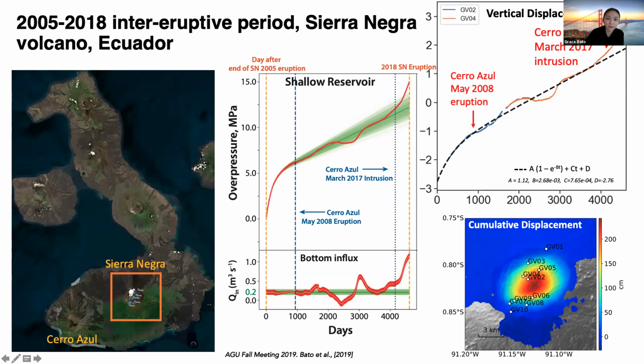As you can see, the vertical displacement ramped up just after this intrusion event, and we associated this ramping up of the vertical displacement to a rapid increase in the value of the bottom magma influx rate. So you can see here.